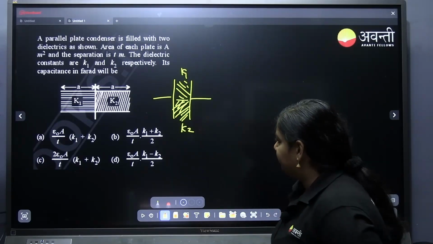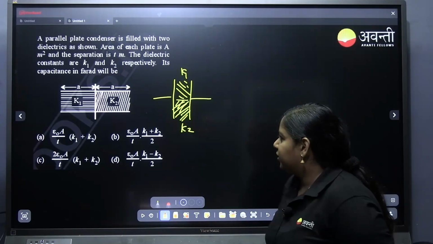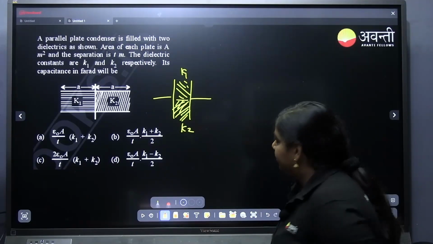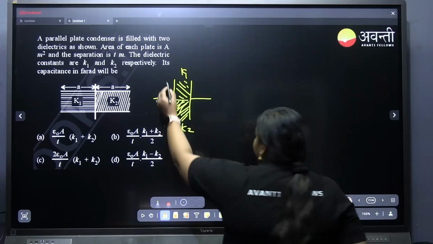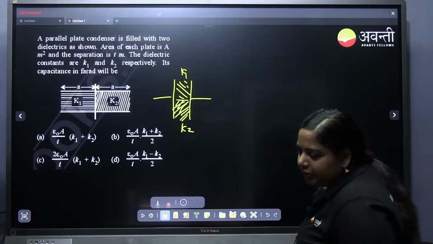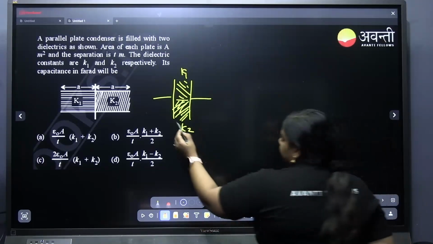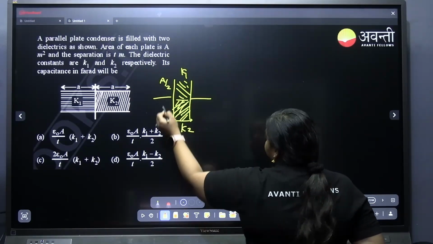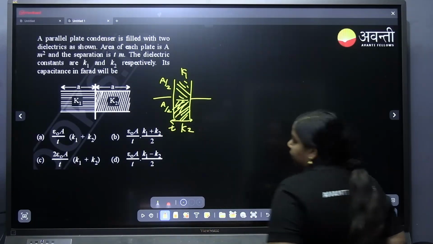Option C. Are you sure? Here, Option A. I think you guys are making small careless mistake. This distance is T for both. Here area will be A by 2. Here area will be A by 2.